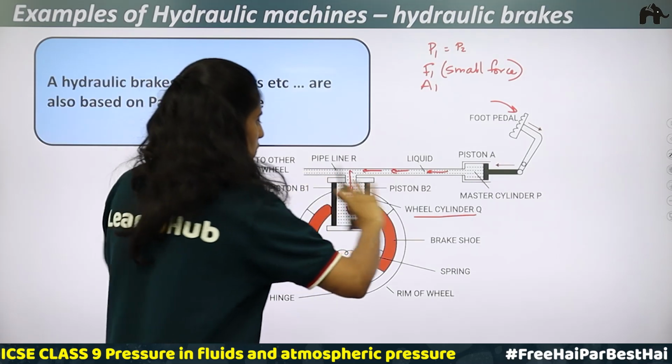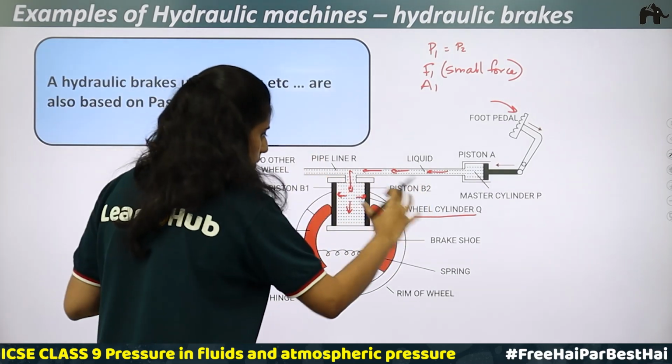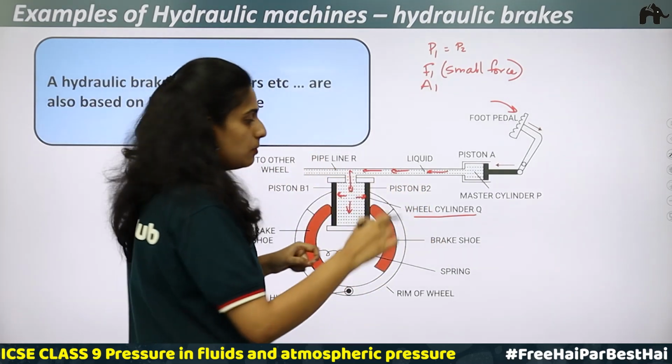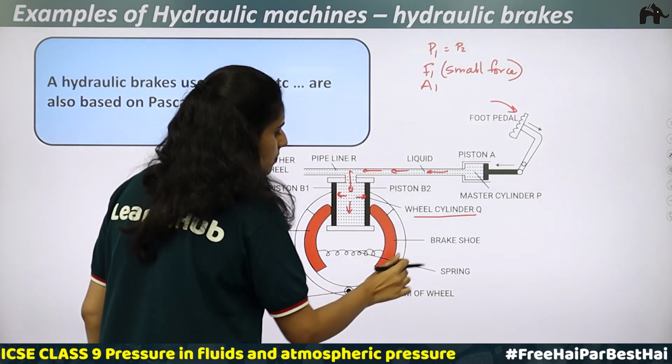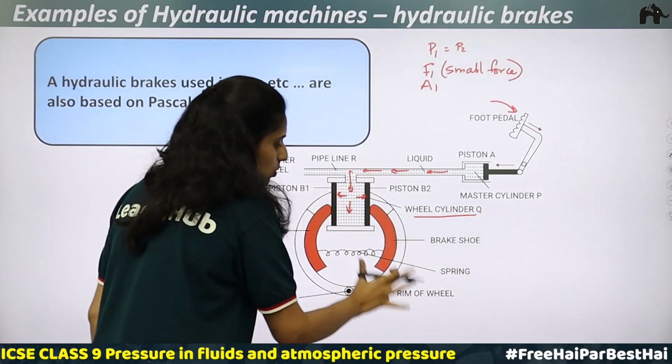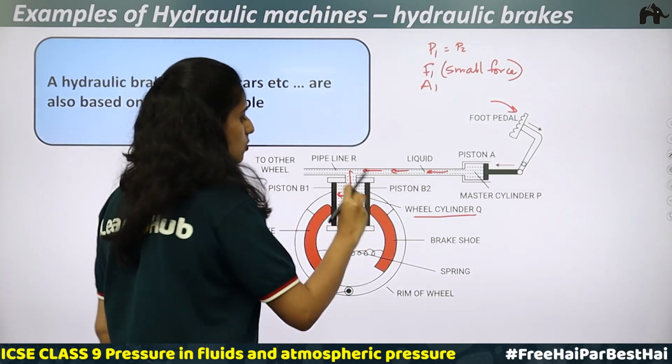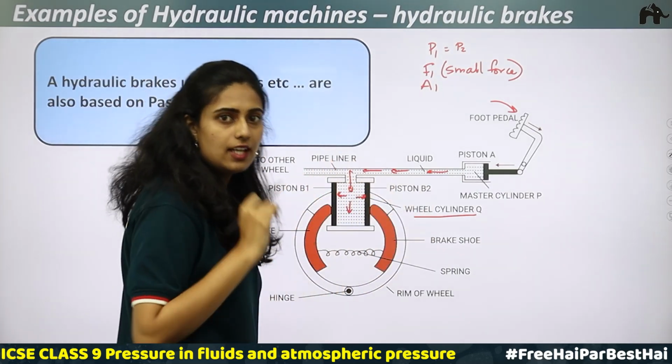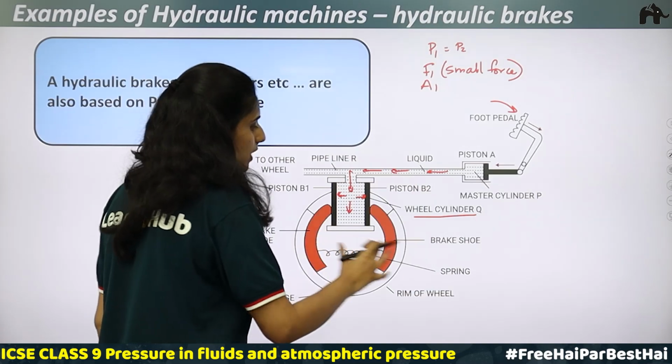When it moves outward, what happens to the brake shoe? The brake shoe will move against the rim of the wheel. Due to this, the motion of the vehicle gets retarded. Its movement gets retarded.